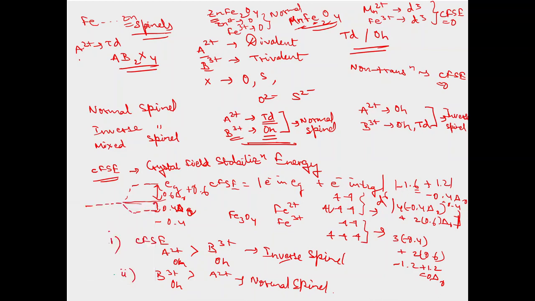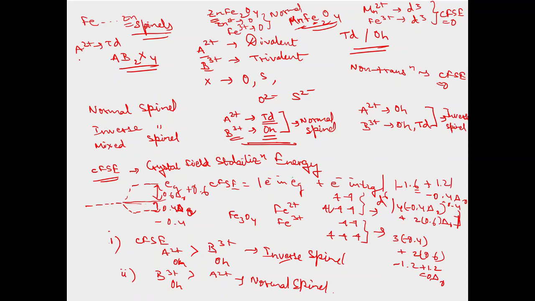Ma'am, please repeat the case of MnFe2O4. Okay, for this you should keep a few points in mind. If both are transition elements, then you can compare: if A2 plus octahedral has a higher CFSE than B3 plus octahedral, it will have an inverse spinel structure. If B3 plus octahedral has a higher CFSE value than A2 plus octahedral, then you will have a normal spinel structure.